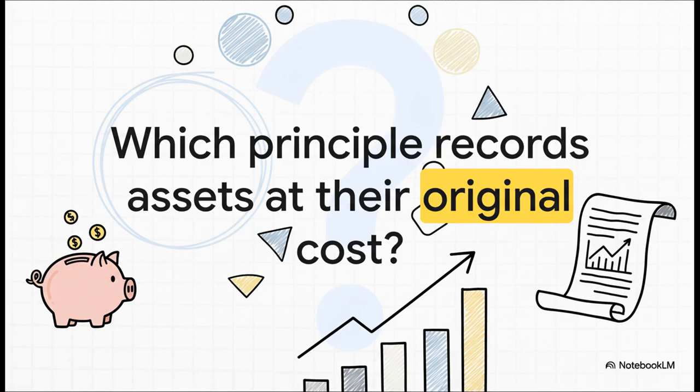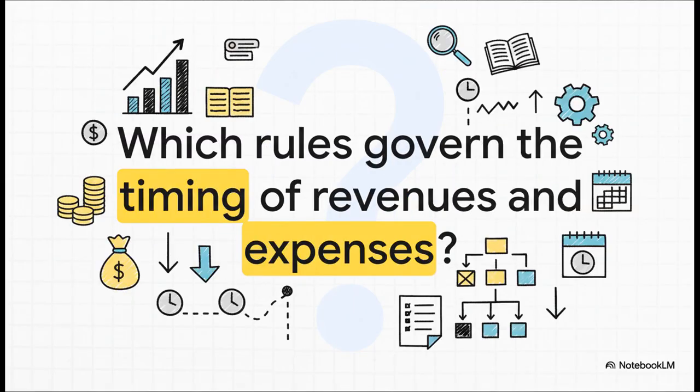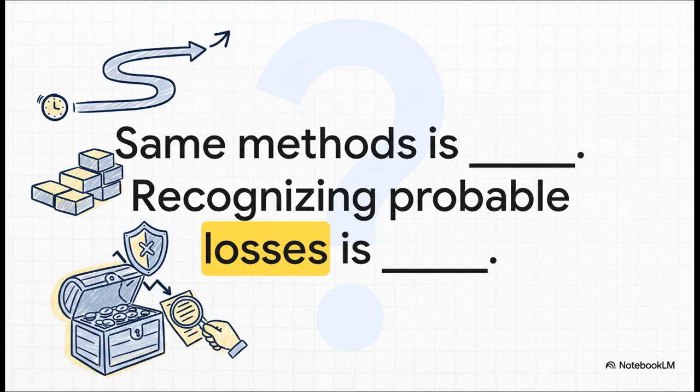Moving on to number 3. Assets should be recorded at their original purchase cost. According to which principle? Okay, for this one, you're looking for a pair of principles. Which two rules are all about the timing of recording revenues and expenses and don't really care when the cash actually moves? And our last question is a fill in the blanks. Applying the same accounting methods over time is called blank, while recognizing probable losses as soon as possible is called blank. Which pair fits in there?